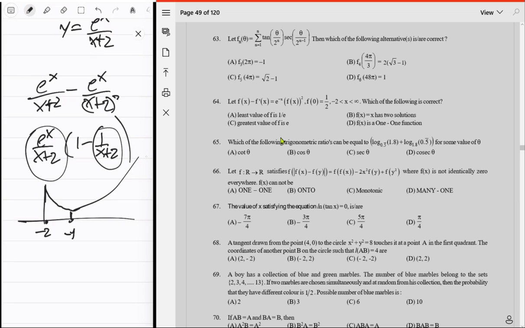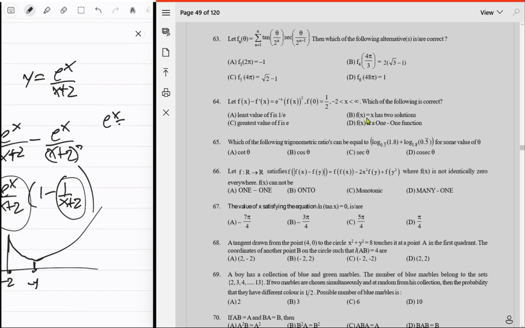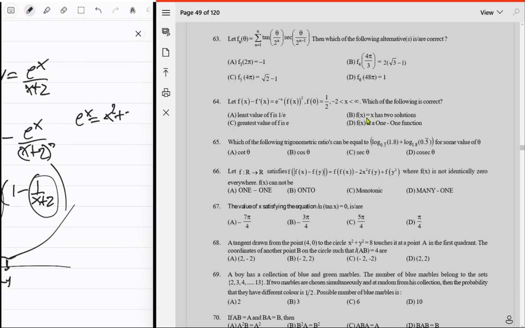Okay, so least value of f is 1 upon e, greatest value of f is e, no. Okay, greatest value, there is none, e power x overtakes after some point. f(x) equal to x has two solutions. So it's like e power x is equal to x squared plus 2 has two solutions for what? Right, I mean that's the thing, right? Yes, so okay, x squared plus 2 is, sorry.